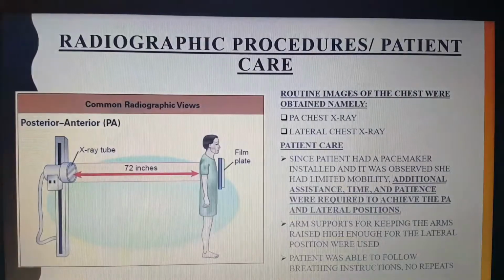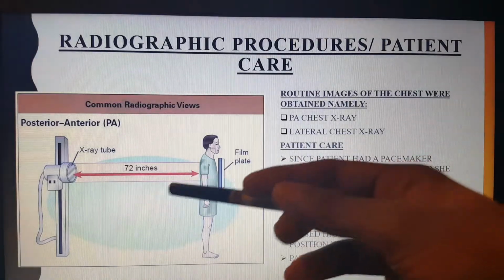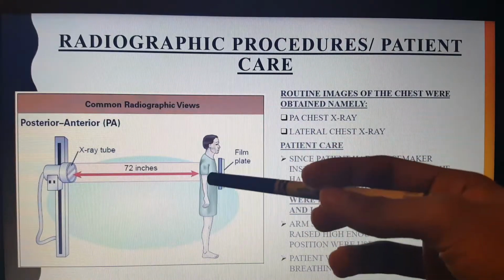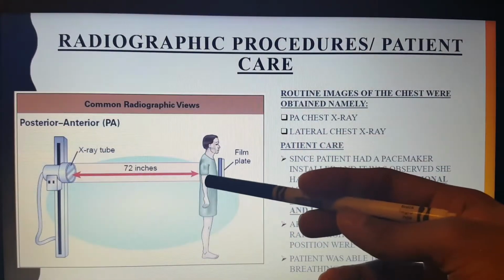So the procedures we performed were the routine images of the chest, which are the PA chest x-ray and the lateral chest x-ray. As you know, both are done at 72 inches SID, as you can see in the diagram showing us the posterior and anterior chest x-ray, how it is done.